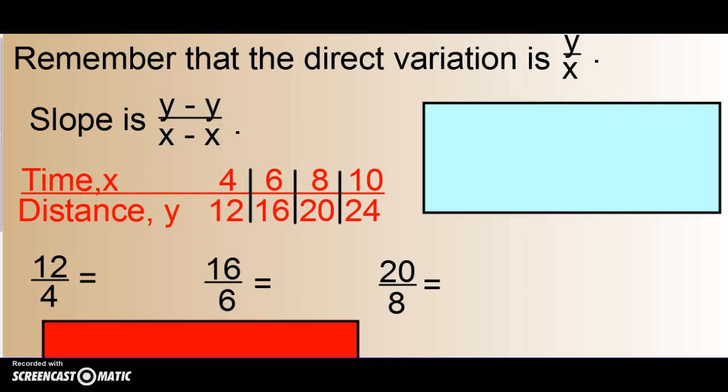All right, direct variation is y to x. Slope is subtracting y minus y to x minus x. So 12 is to 4, 16 is to 6, and 20 is to 8. Please solve that one and bring that to class tomorrow and see if you're finding the direct variation, the constant of variation, and we'll talk about that part tomorrow.